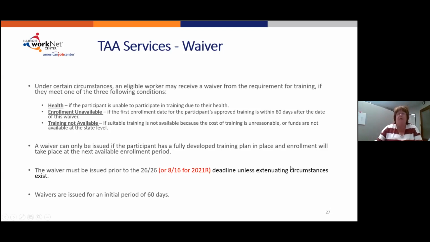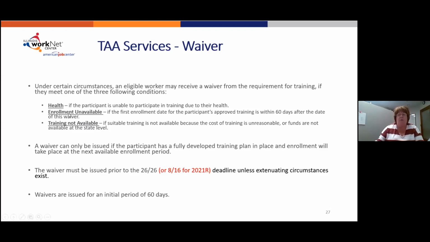So it just kind of helps them preserve their TRA benefits during that period of time when they just can't get enrolled in training. Training not available. I've been looking at trade files since 2014, and I've never seen this one used. Generally, this would be if there's no training available, the cost is just totally unreasonable, or the state does not have any funds. I don't know of an instance when we would use that unless we would get our funding drastically cut severely, but I've never seen this one used.